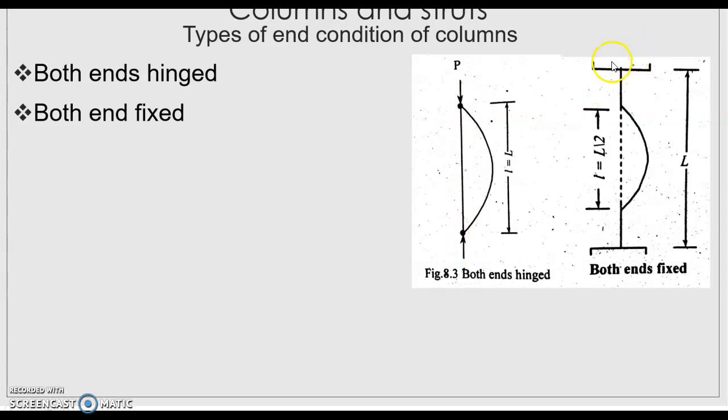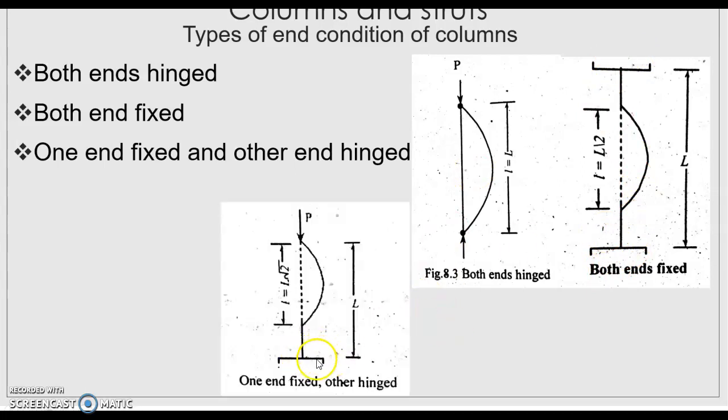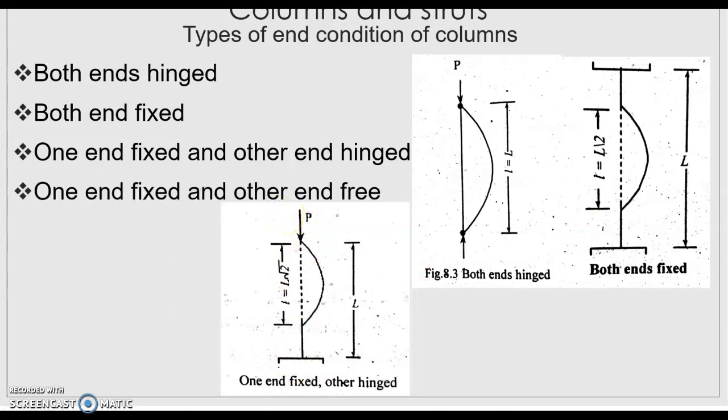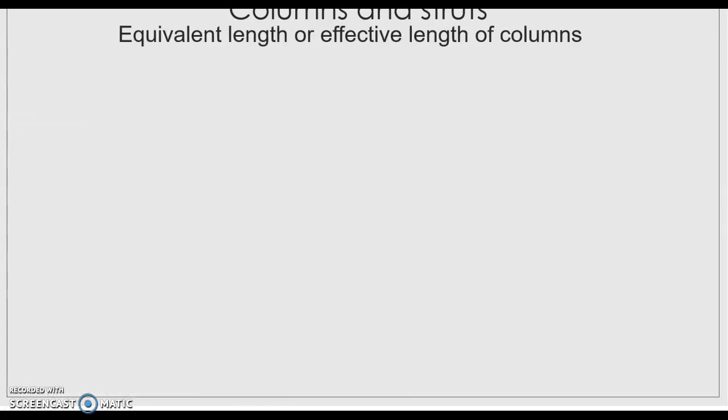Types of end conditions of columns. The first condition is both ends hinged. Then both ends fixed. Then one end fixed and the other end hinged. This end is fixed and this end is hinged. Then one end fixed and the other end free. This end is fixed, this end is free. These are the different types of end conditions of the column.